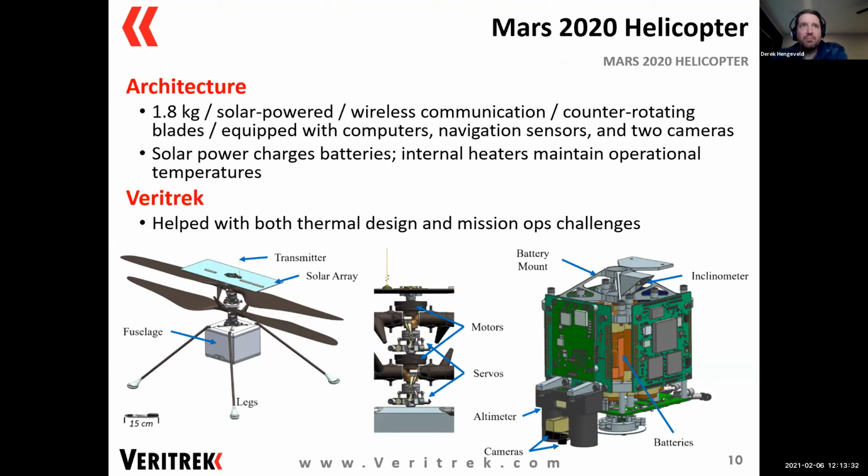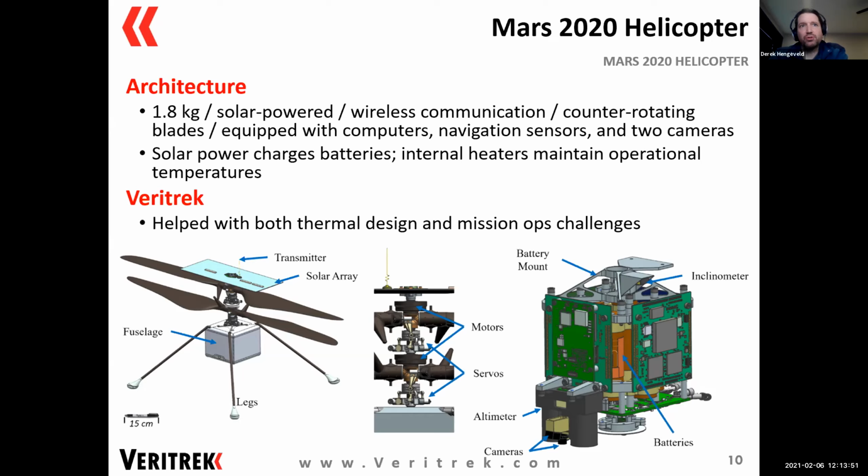Essentially, the helicopter is about 1.8 kilograms, solar powered, with wireless communication and counter-rotating blades. It has the typical components: computers, nav sensors, cameras. Basically, it's going to go out for short flights, take some images, and then come back to the rover.